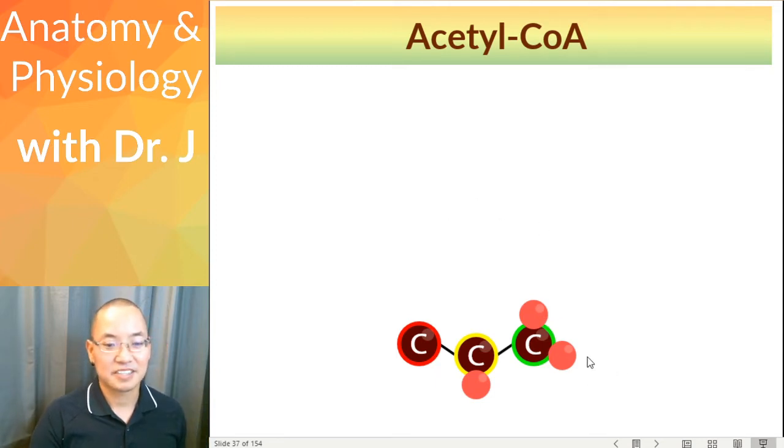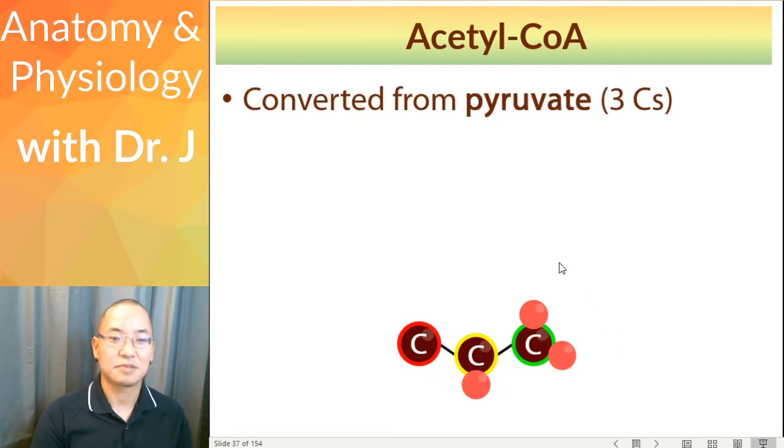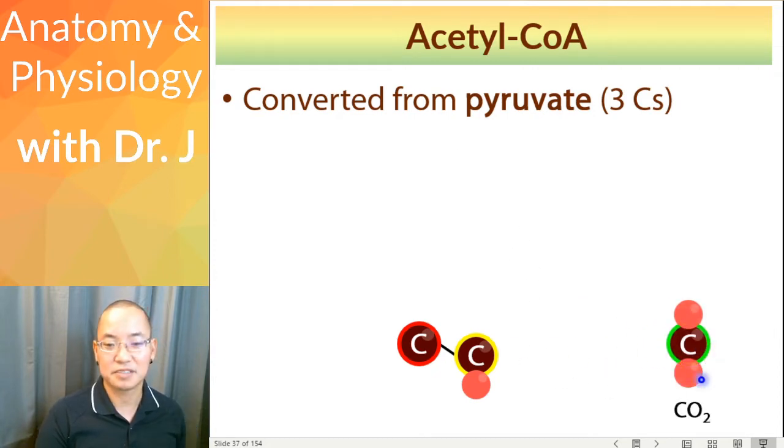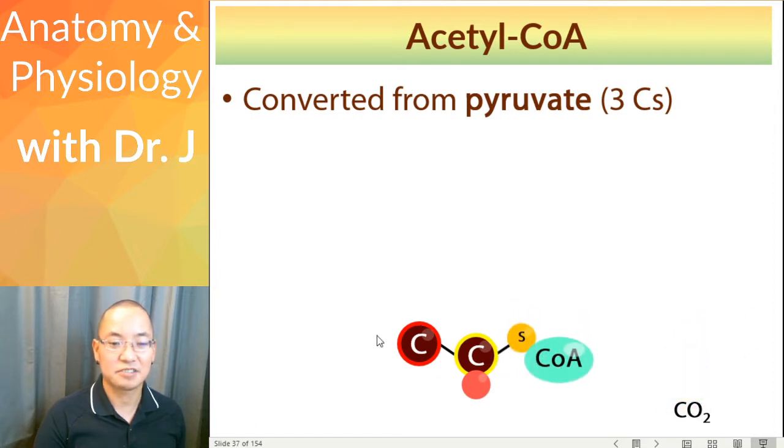We have this 3-carbon pyruvate molecule, and in the previous slide we saw that pyruvate is converted to acetyl-CoA. So acetyl-CoA is actually 2 carbons. Pyruvate is converted to acetyl-CoA, and in the process, one of the products is carbon dioxide. But now you have attached these 2 remaining carbons to something called coenzyme A.